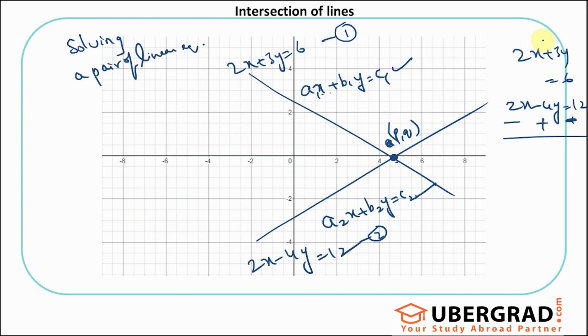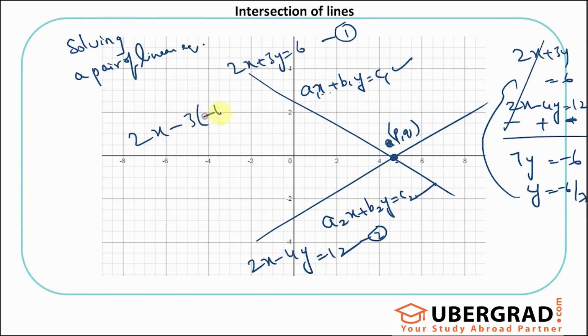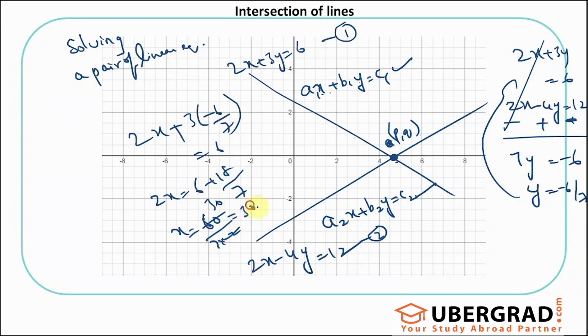I'm just putting negative. 2x and 2x get cancelled out. 3y plus 4y is 7y. 6 minus 12 is minus 6. So y is minus 6 by 7. Similarly, what about x? I replace y here and solve it. So put it here: 2x minus 3 into minus 6 by 7 equals 6. So 2x equals 18 by 7 goes that side, minus 18 by 7. I solve x: 60 by 7 into 2, 30 by 7. So x is 30 by 7, whatever.